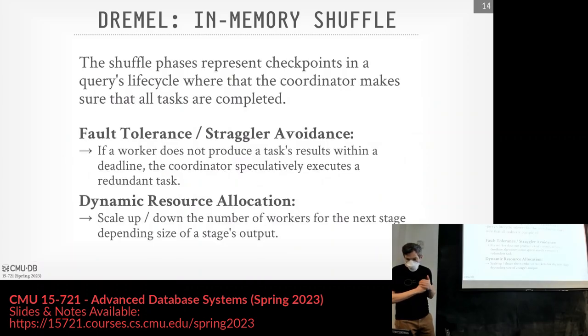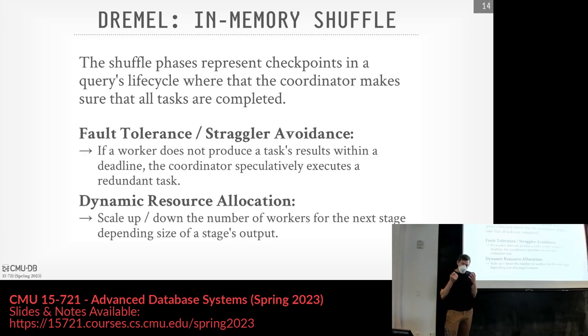Okay, so as I say, because they have this explicit shuffle step, it opens up a bunch of stuff that goes beyond what you would want to have in a data system anyway, but now you don't have to, it makes it easier to implement these additional features because you have this abstraction away of this intermediate storage. So the first one, I think we mentioned a couple times, is fault tolerance and straggler avoidance.